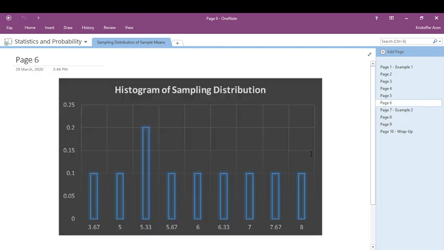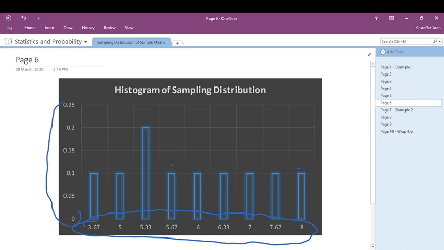If you are requested to make the histogram, this is how the histogram looks like. On the horizontal axis, you can see the sample means, and the vertical axis contains the probability values. And we can just project a very slight normal distribution here.